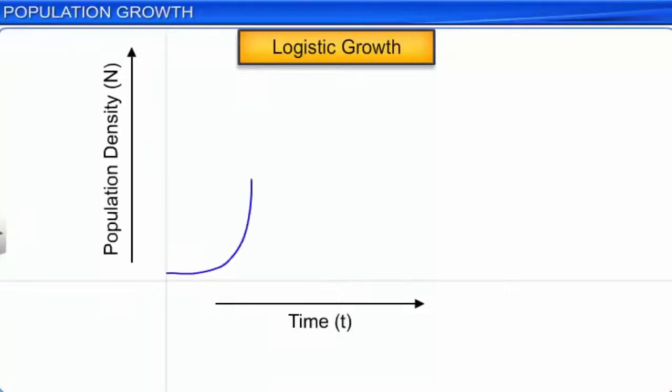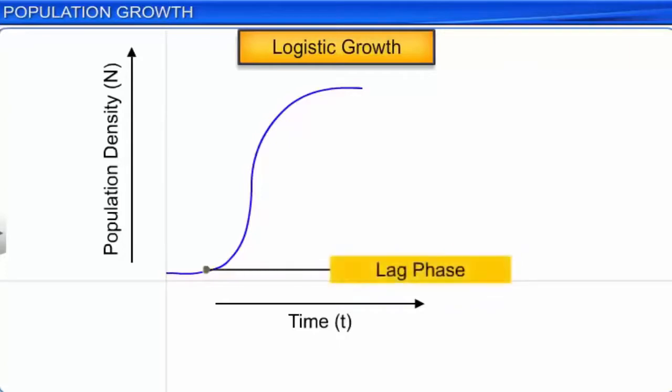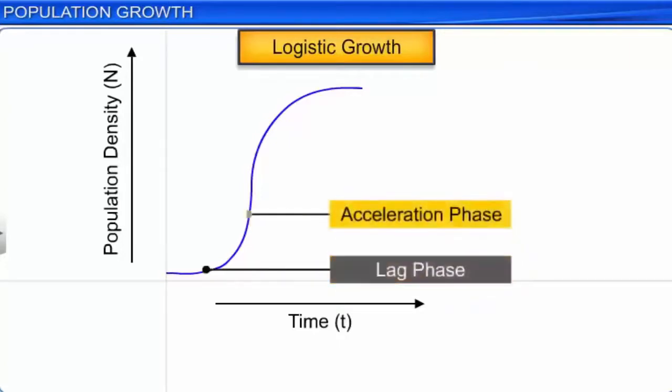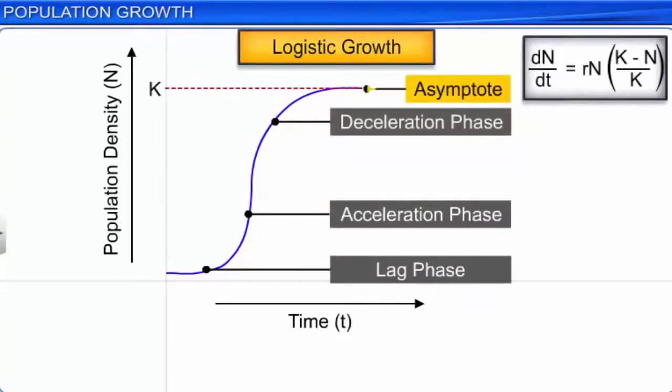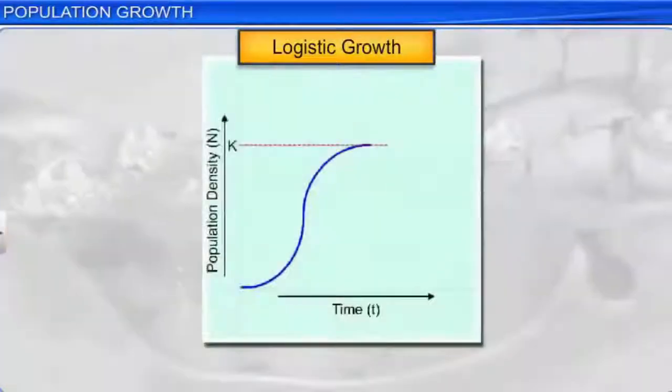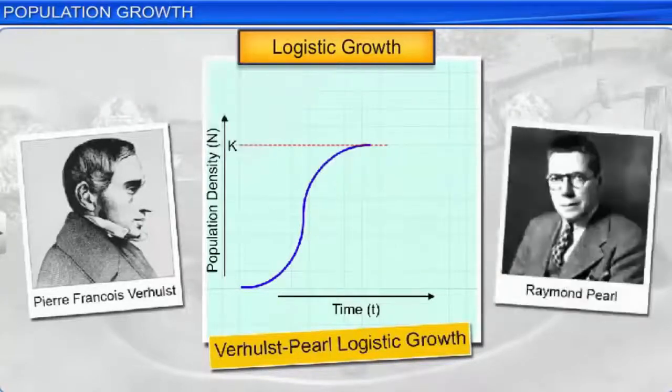On plotting the readings, you will notice an S-shaped curve or a sigmoid curve. From the graph, you can see that for a population growing in a habitat with limited resources, there are three phases. Initially, a lag phase, followed by phases of acceleration and deceleration, and finally, an asymptote, when the population density reaches the carrying capacity. The logistic growth is also known as Verhulst-Pearl logistic growth, after the scientists Pierre-François Verhulst and Raymond Pearl, and is described by the equation as shown.